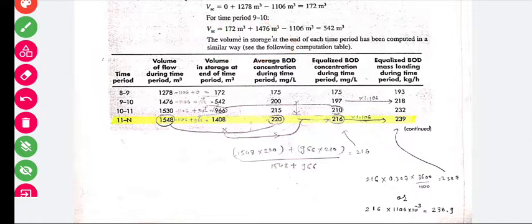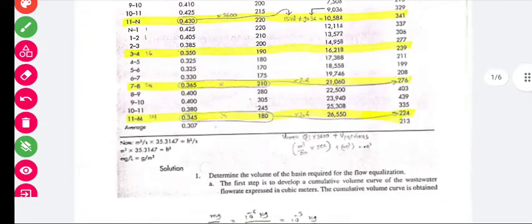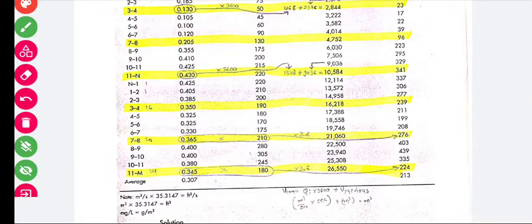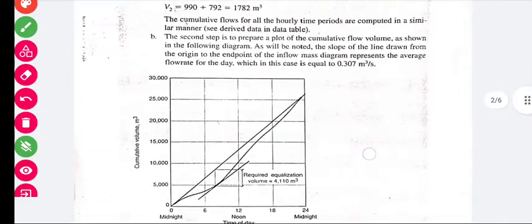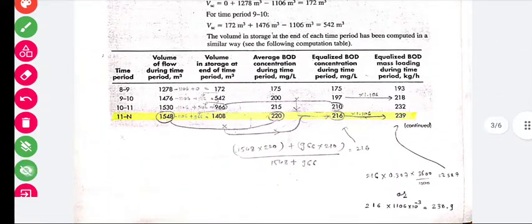So in this you can see how this column is calculated. It is nothing but 8 to 9. Between 8 to 9, how much was the flow? Here 8 to 9, it is 0.4 into 3600. Okay, this is where this flow is calculated, 8 to 9. It is just multiplication with 3600. This is just conversion into meter cube per hour. So you got volume of flow during a particular hour, volume inflow. This is VI.